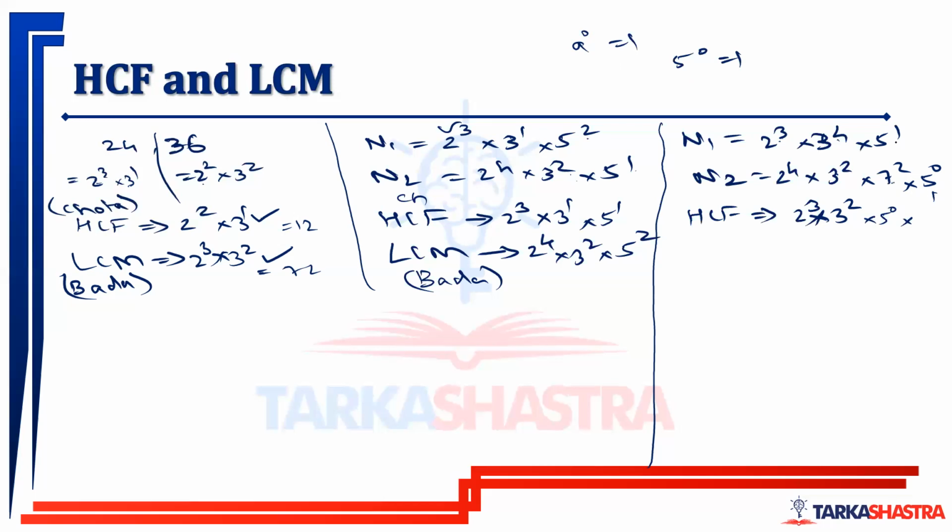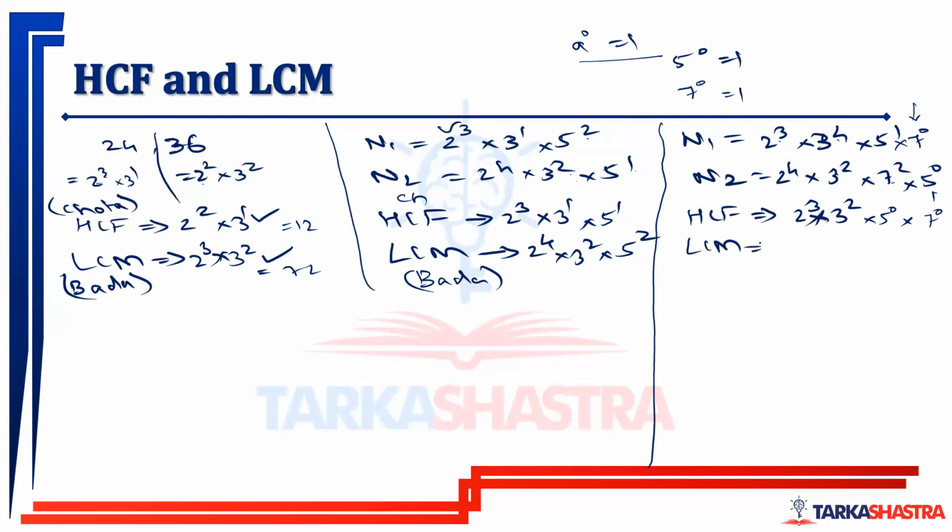Similarly, we have 7 raised to 2 here. Can I write 7 raised to 0 over here? Yes, because 7 raised to 0 is equal to 1, and anything raised to 0 is equal to 1. And multiplying anything by 1, we get the same value. But it helps me find out the HCF. 7 raised to 2, 7 raised to 0, smaller power is 7 raised to 0.